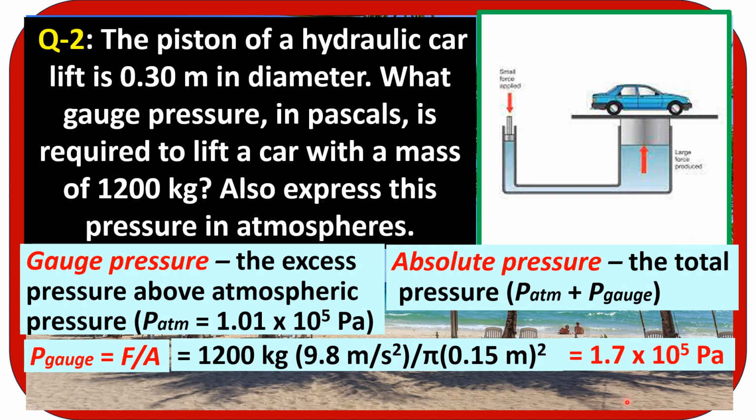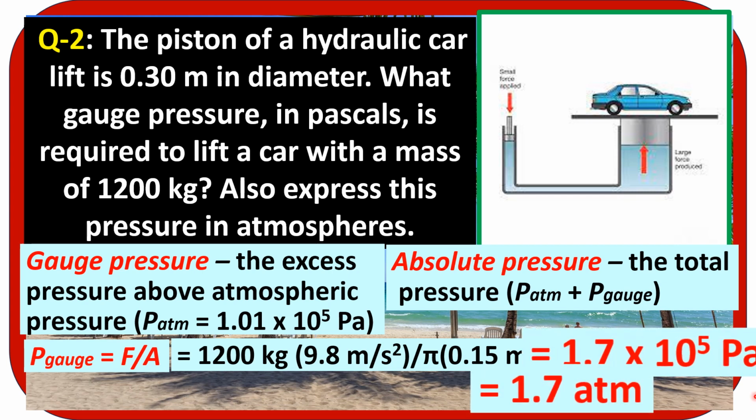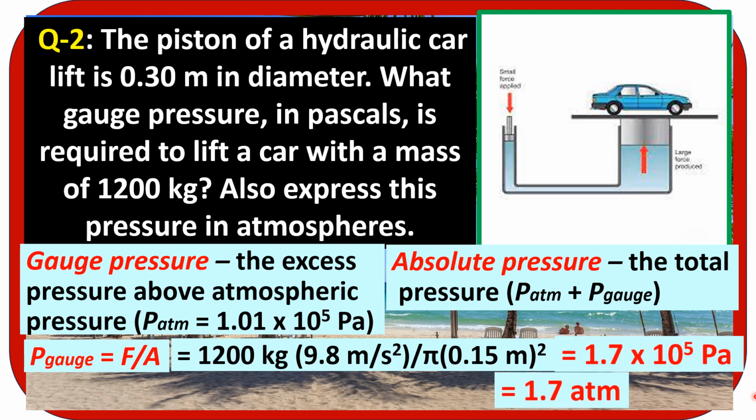One atmosphere is just equal to 1.01 times 10 to the fifth Pascal. So using that conversion factor, we will get the equivalent of our answer. The gauge pressure 1.7 times 10 to the fifth Pascal is just equal to 1.7 atmospheres, two significant digits. So those are the answers to question number 2.